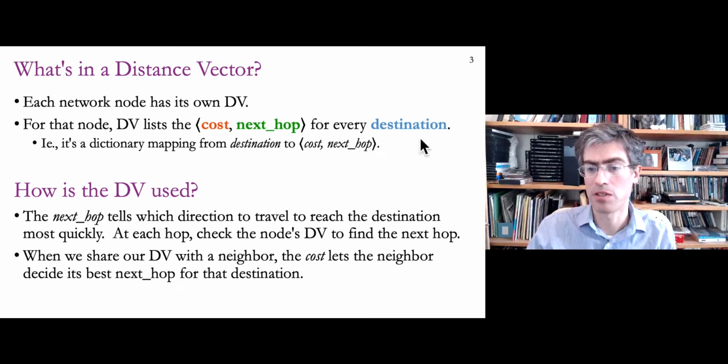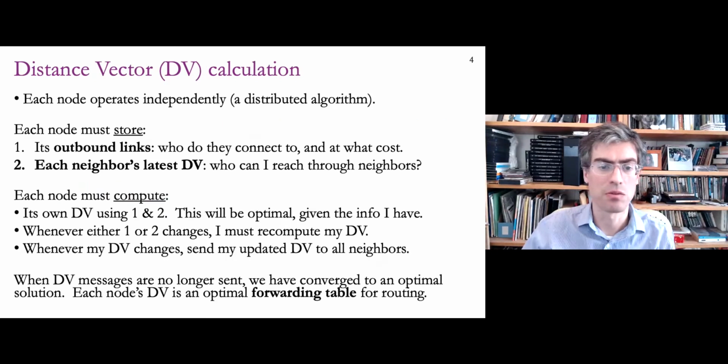Of course, over time, as an added complication, you might not have a record of every single destination in the network in your distance vector. It might start off slowly and gradually build up as you learn about more destinations. We'll see how that works.